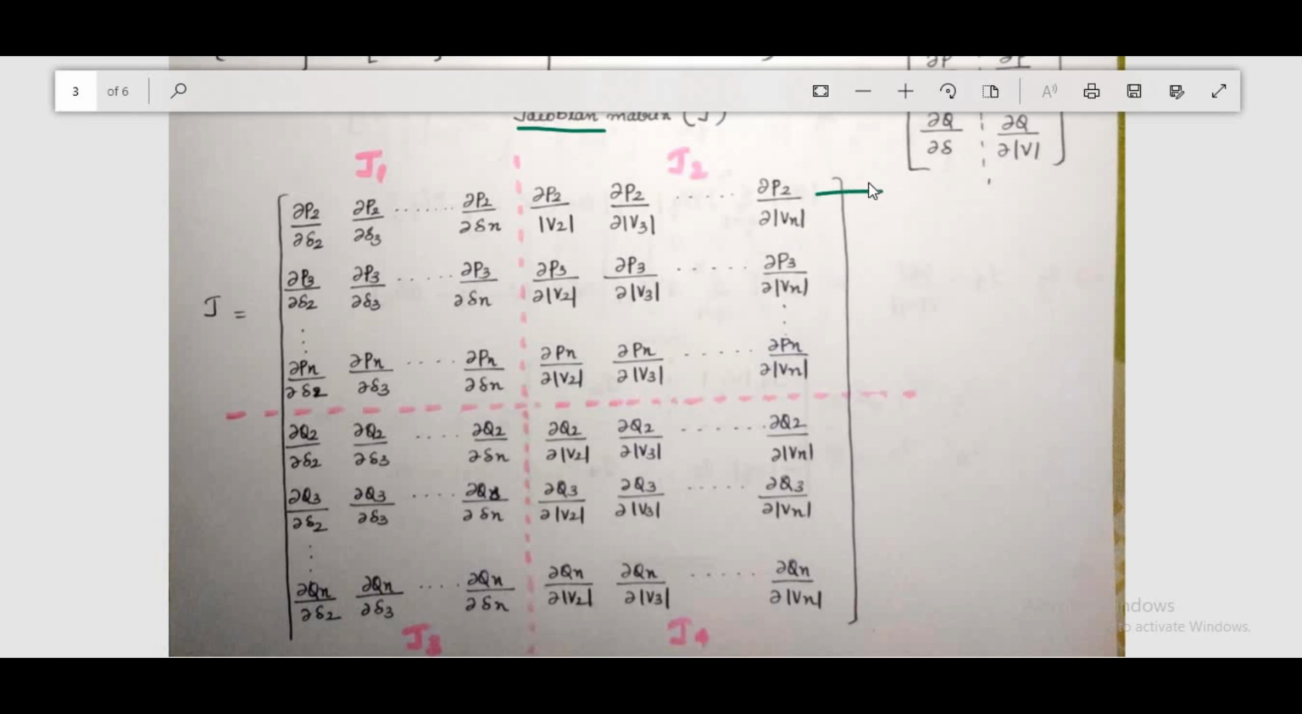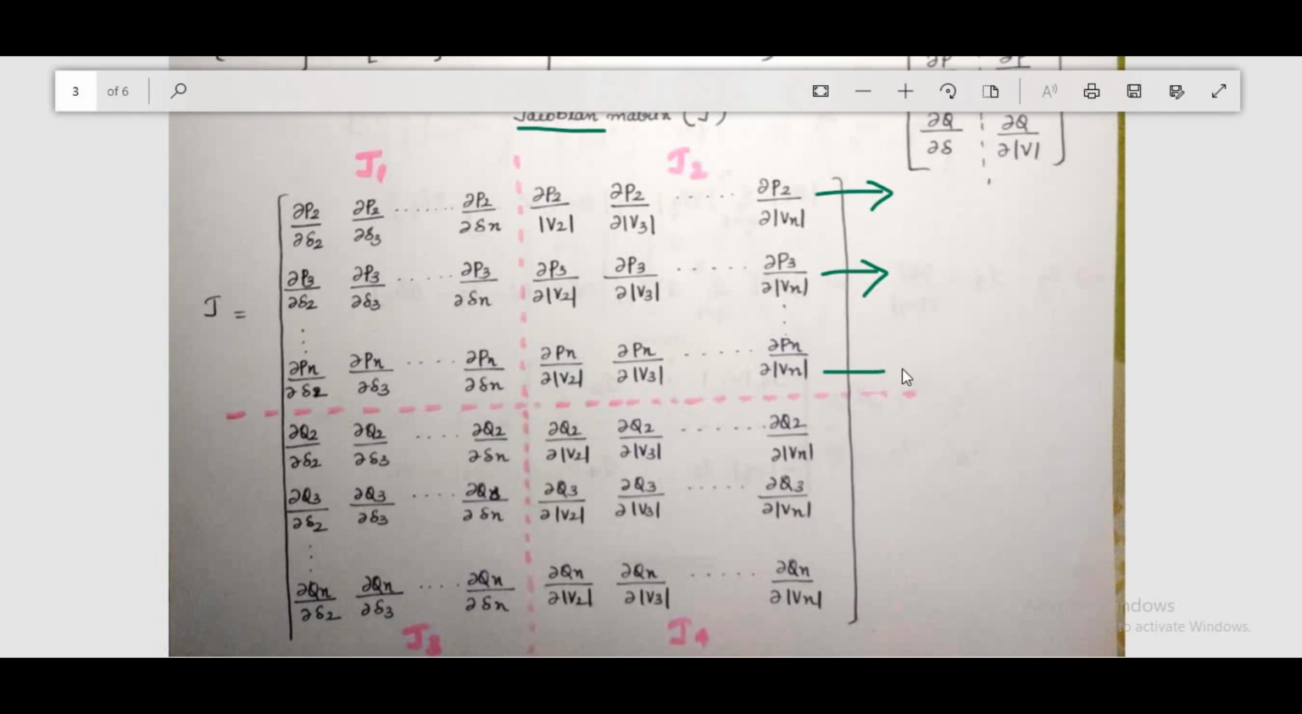So with this, we have completed one single function, P2. Similarly, we have another function, P3, which again has to be derived in the same fashion. Dou P3 with respect to delta 2, with respect to delta 3, etc. with respect to delta n. Similarly, with respect to V2, with respect to V3, etc. with respect to Vn. Our second function is also over. Likewise, we need to do for P4, P5, P6, etc. and which will be our last term? Pn. Dou Pn by dou delta 2, Pn by delta 3, like that up to delta n.